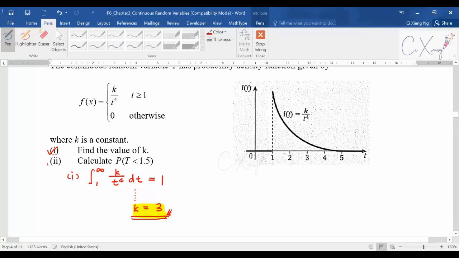Alright, then after that, again, you carry out the probability part. Okay, so I just leave it for you. I hope that you already know what you should do and how you should get the answer. So this one should be 0.704.